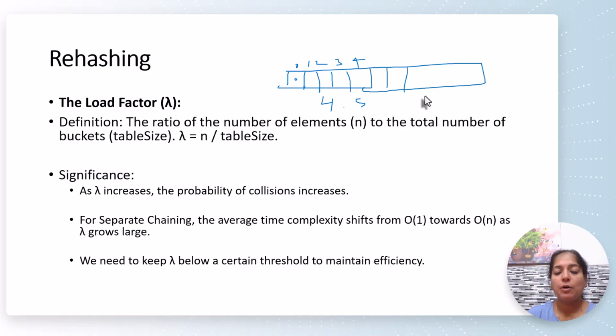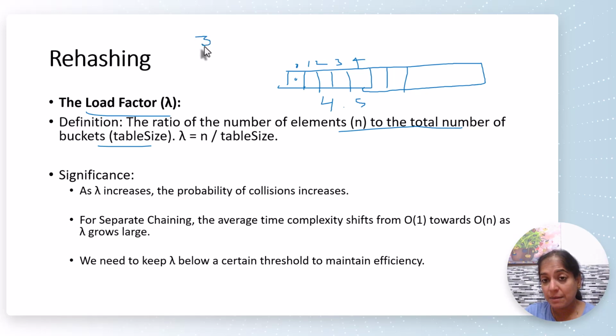It depends upon the load factor. Load factor is how much your table is filled. That is the ratio of the number of elements to the total number of buckets, that is, the table size. For example, there are 3 elements currently present in the table and the size of the table is 5. So 3 over 5 is your load factor. It is denoted by lambda.